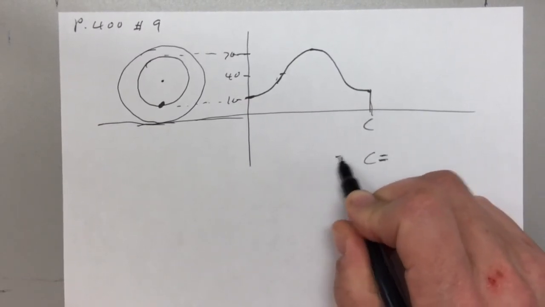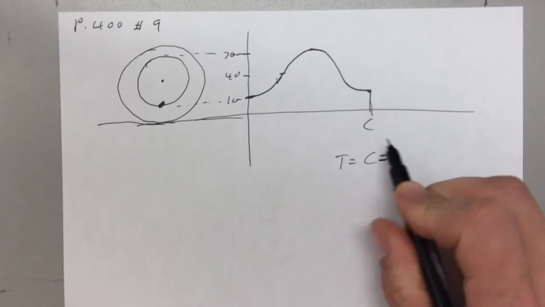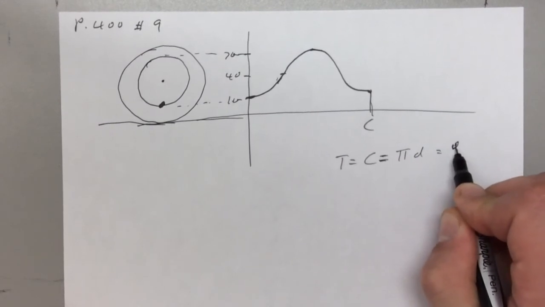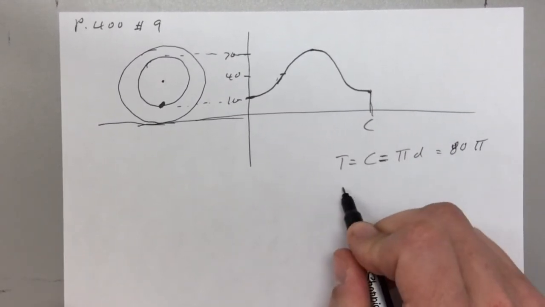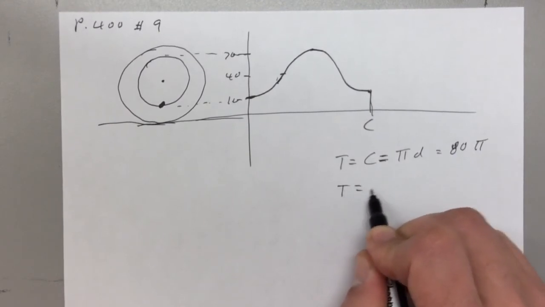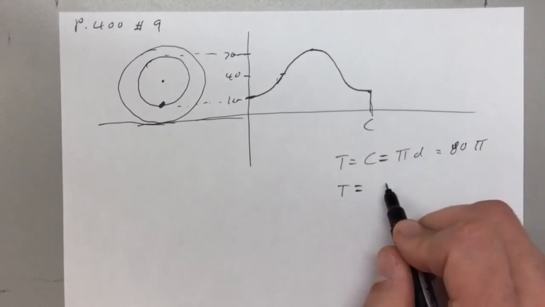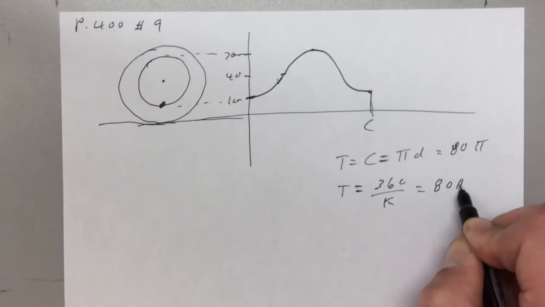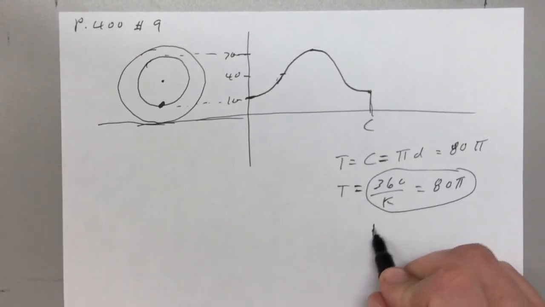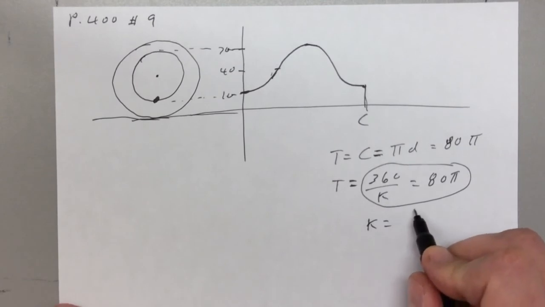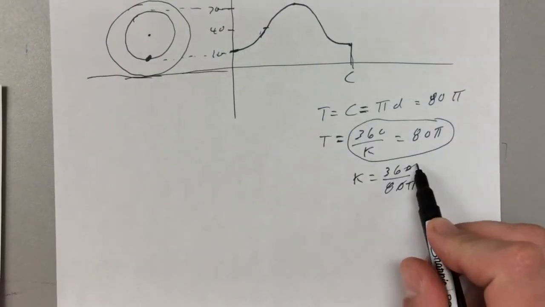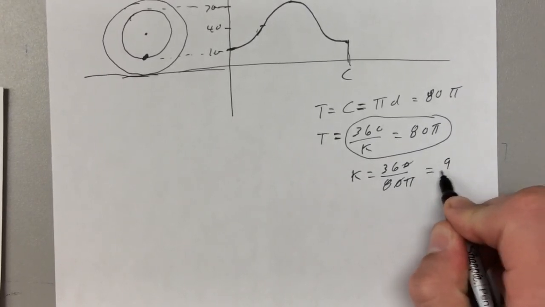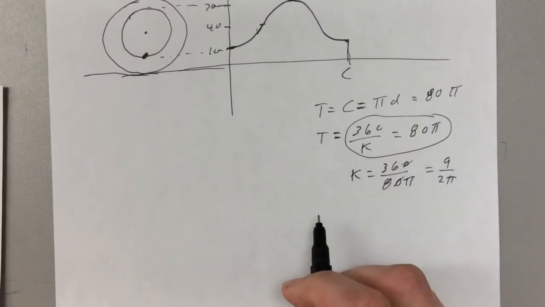So the circumference of the big wheel, C, that's the period, C equals pi times d, which is going to be 80 pi. And T also equals 360 over K, which is 80 pi. When we solve this, we get K equals 360 over 80 pi. Cancel the zeros out, and you've got 36 over 8 pi, and that reduces to 9 over 2 pi. And now we've got K.